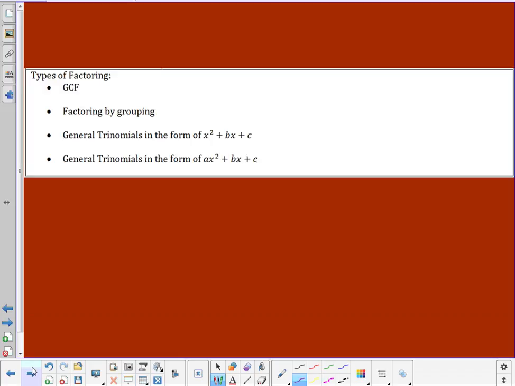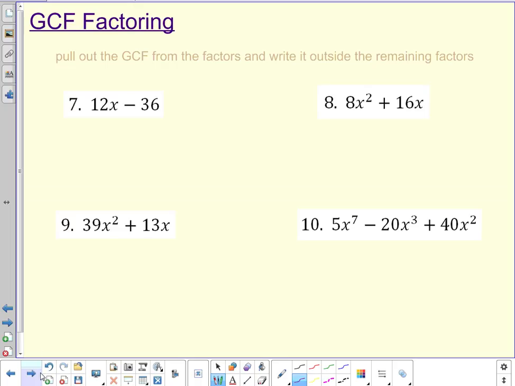There's 4 different types of factoring. One is factoring out the GCF, one is factoring by grouping, one is factoring trinomials with a 1 in front, one is factoring general trinomials with a number that's not 1 in front. We're going to take a look at those 4 different types. So let's start with GCF.